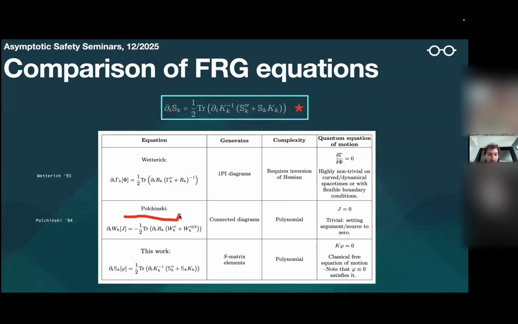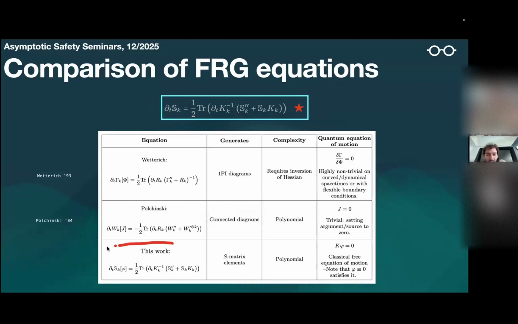There's also the Polchinski equation in the FRG literature. This is for my Schwinger functional W. It generates connected diagrams. And this actually has some structural complexity similar to this equation. It's polynomial as well. And it also has a trivial quantum equation of motion. I just need to set my argument to 0. And indeed, if you compare this equation to the equation that I wrote here, they basically look the same. It's just that in this case, what we're generating are S-matrix elements, whereas in this case, what I generate are connected diagrams.